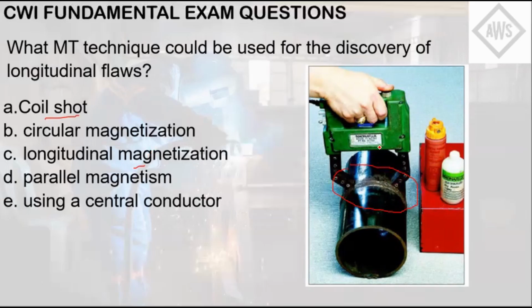Circular magnetization is used to detect longitudinal flaws. Longitudinal magnetization is for transverse flaws. So if you use circular magnetization, you will not be able to detect transverse flaws, and longitudinal magnetization cannot detect longitudinal flaws. So the answer here is letter B, circular magnetization.